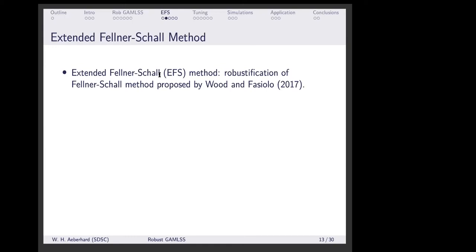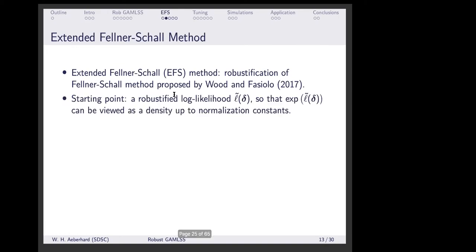And what we've done following their paper is to extend it to the robust estimation scheme. So we call this the extended Fellner-Schall method. And I think it's worth going through the steps a little bit together because it gives us some interesting insights. The starting point is a robustified log likelihood, so the L tilde I introduced earlier. We can view the exponential of that as some kind of density up to a normalization constant. It does not integrate to 1, but it does integrate to a constant, and it's always non-negative. So it can be seen as an improper density if you want.